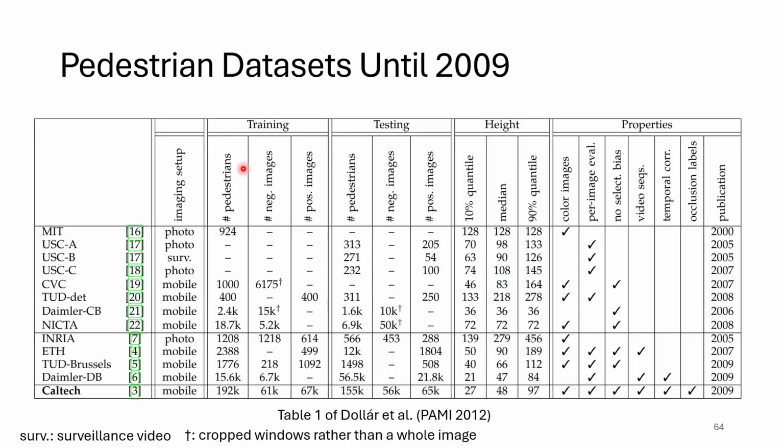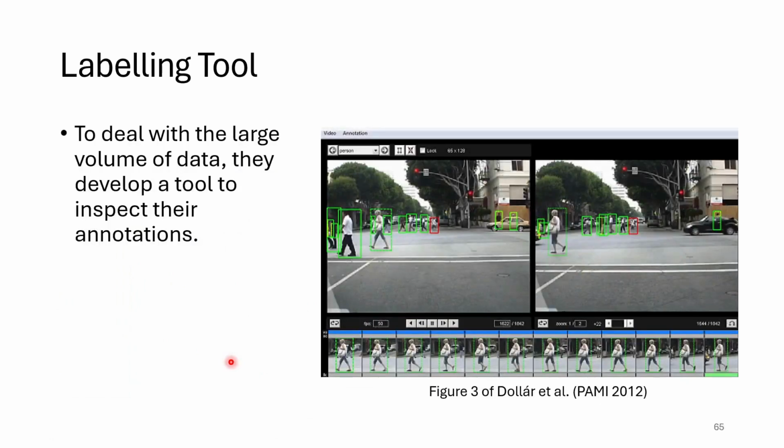So this is the comparison among pedestrian data sets until 2009. Just take a look at this. Their data set contains around 200K pedestrians. It is much greater than any existing data set. Because there are so many pedestrians, they even created a labeling tool to check whether the pedestrians are correctly labeled.